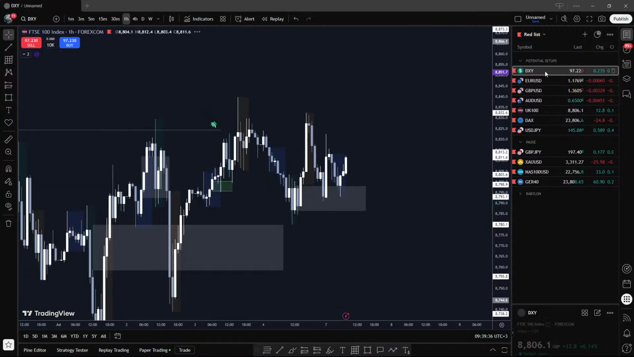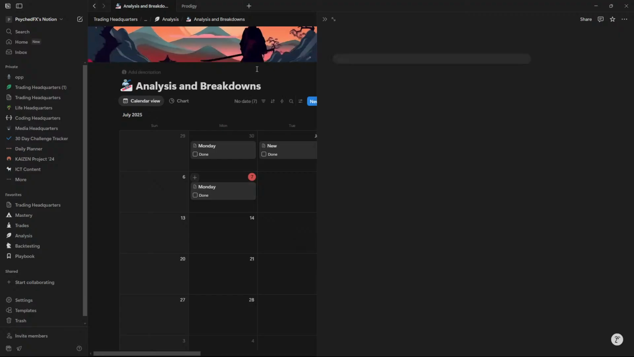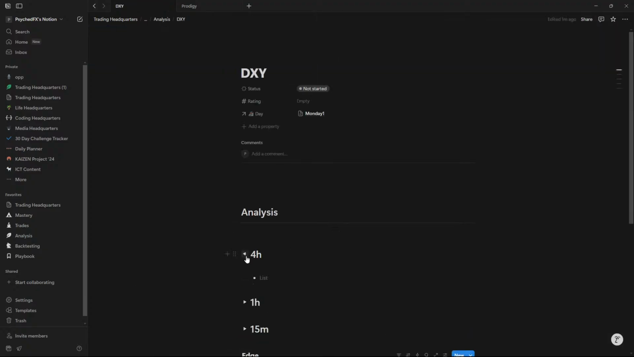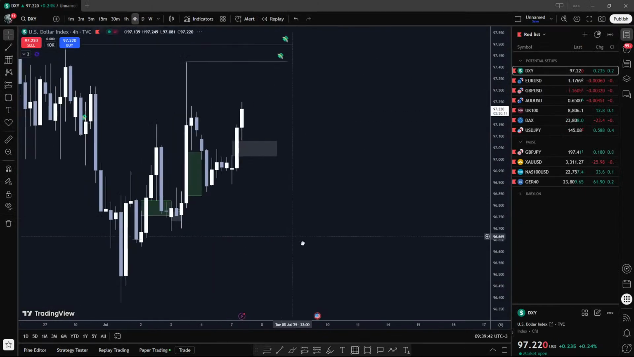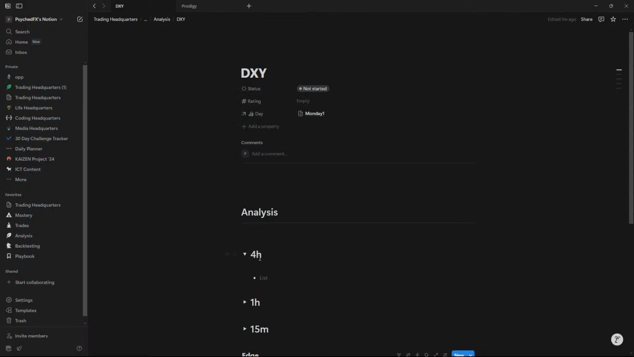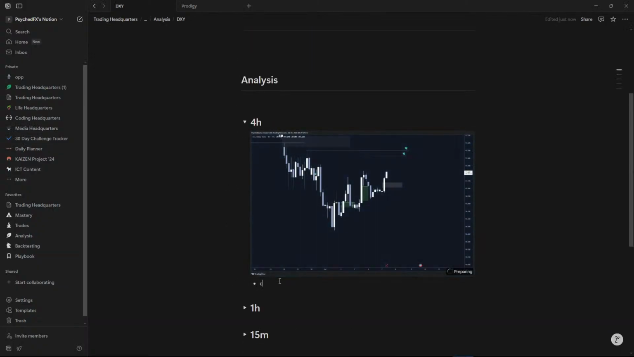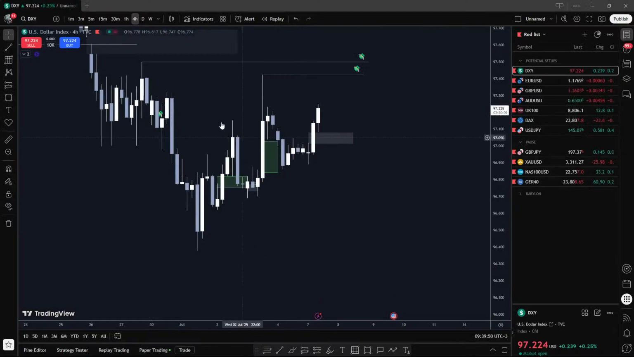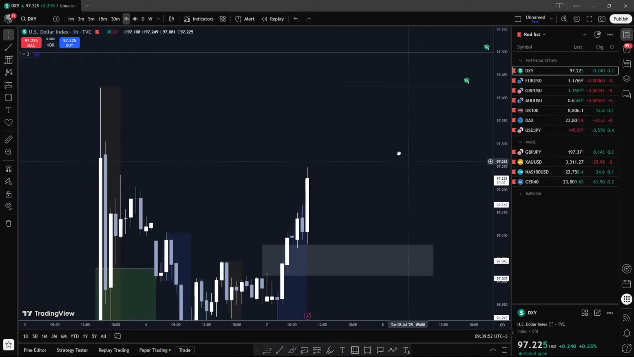So we're just gonna make an idea before our Notion loads basically. So let's go on the 4-hour. We have clear bullish structure. That's what I'm gonna write. There's no need to write anymore.